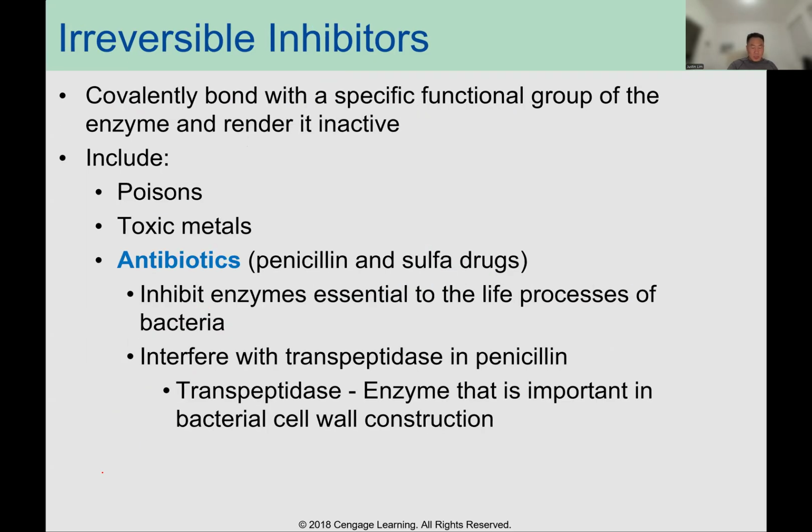Okay, first one, irreversible inhibitors covalently bond with a specific functional group of the enzyme and render it inactive. So irreversible inhibitors include poisons, toxic metals, and antibiotics, which inhibit enzymes essential to the life process of the bacteria, interfering with transpeptidase in penicillins.